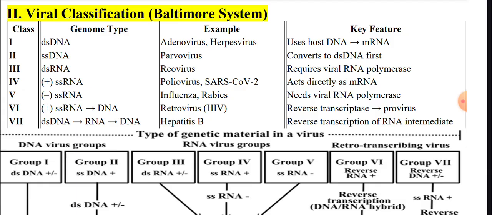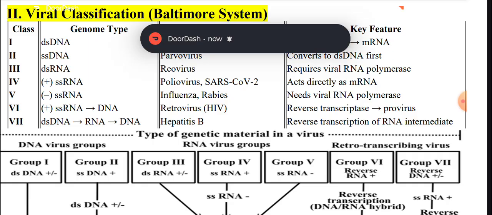Class 3 are dsRNA viruses, double-stranded RNA, like reovirus. Yeah. Host cells don't have enzymes to read double-stranded RNA. So these viruses must package their own viral RNA polymerase right inside the capsid. As soon as they enter the cell, that enzyme gets to work, making mRNA from the dsRNA template.